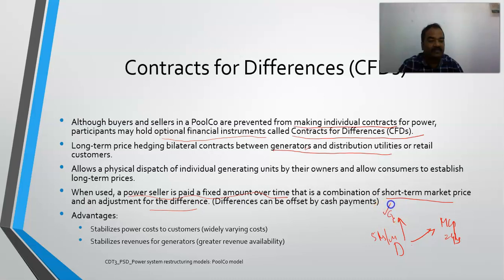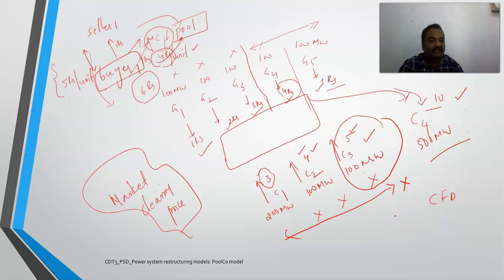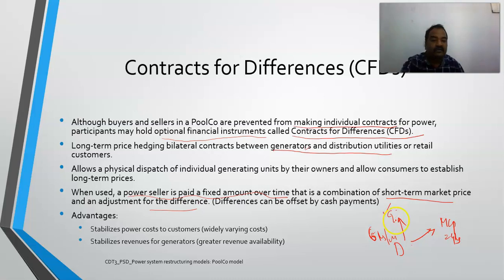So the generator is happy because he has got 5 rupees, for which he has made the agreement. Similarly, when the price is 6 rupees, he must get a revenue of only 5 rupees because I agreed for that. So this guy pays 6 rupees, but 1 rupee he will get from the generator. Okay, so in any case, even though the market clearing price is higher, this guy is getting at 5 rupees only. He is getting 1 rupee from the seller.